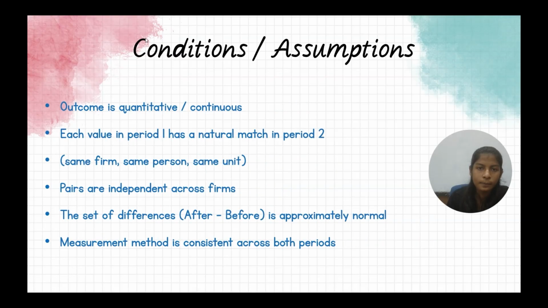For the paired sample t-test to give reliable results, certain assumptions or conditions must be satisfied. The first one is the variable must be quantitative and continuous. Each value must have matching observations across the 2 periods. The paired observations should be independent and the differences should be approximately normally distributed.